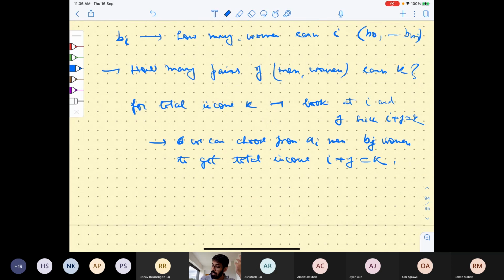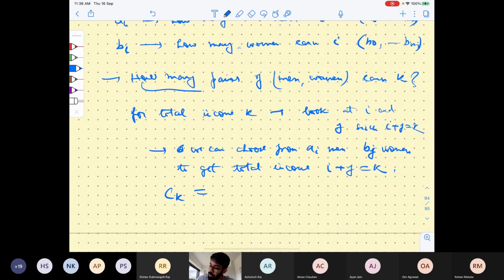So basically, this number is now just going to be what? This is the convolution. So suppose this was the number of pairs you want, suppose that was CK. So CK is now simply the summation of AI BJ over I plus J equal to K, right?